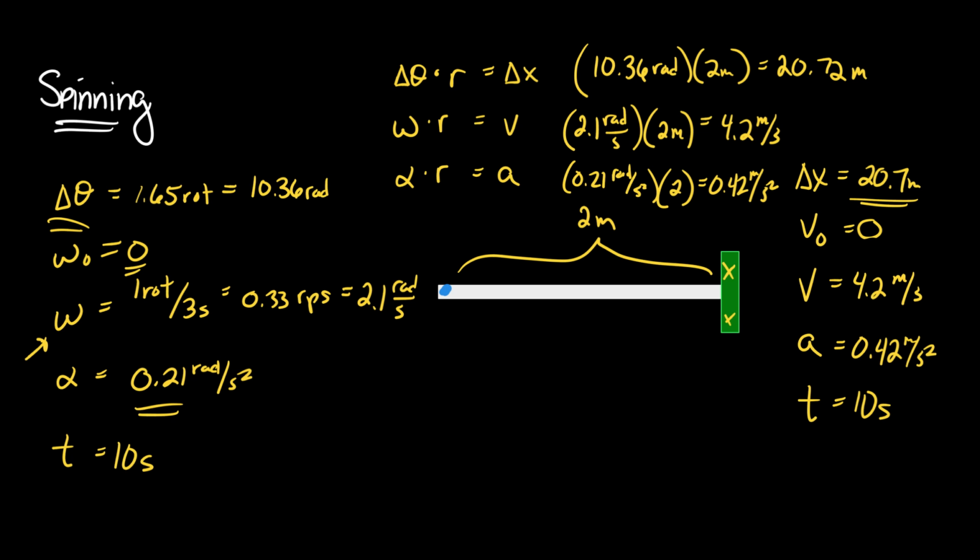But if we assume that this is the operating speed of the ride, this kid is traveling 4.2 meters per second while they're at the operating speed of the ride. This acceleration was the tangential acceleration. They experienced this tangent to the circle, which means the acceleration they experienced was in this direction. This is the tangential acceleration.